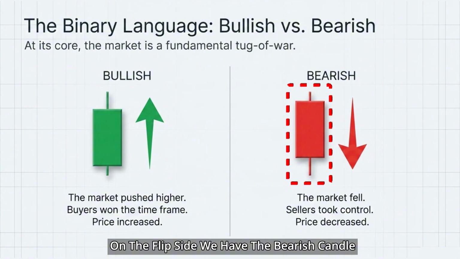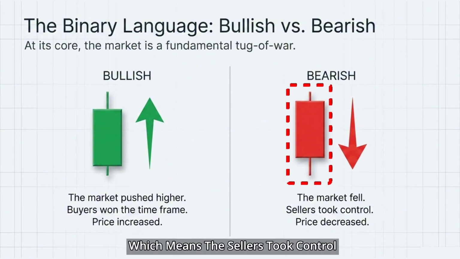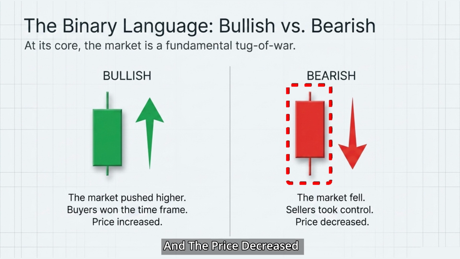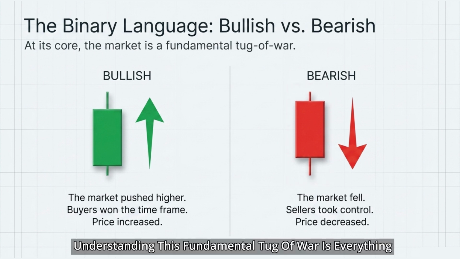On the flip side, we have the bearish candle. These are often red, showing the market is falling, which means the sellers took control and the price decreased. Green means it went up, red means it went down. Understanding this fundamental tug-of-war is everything.